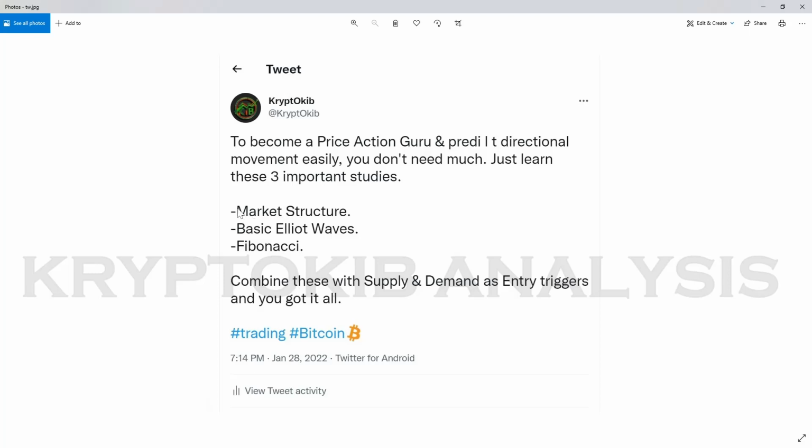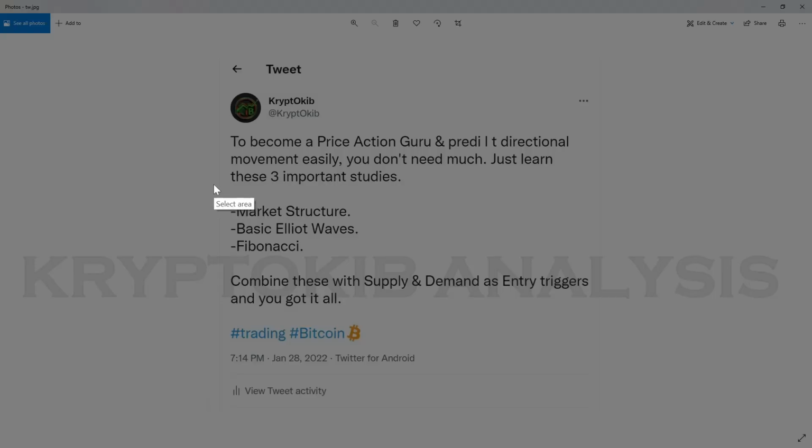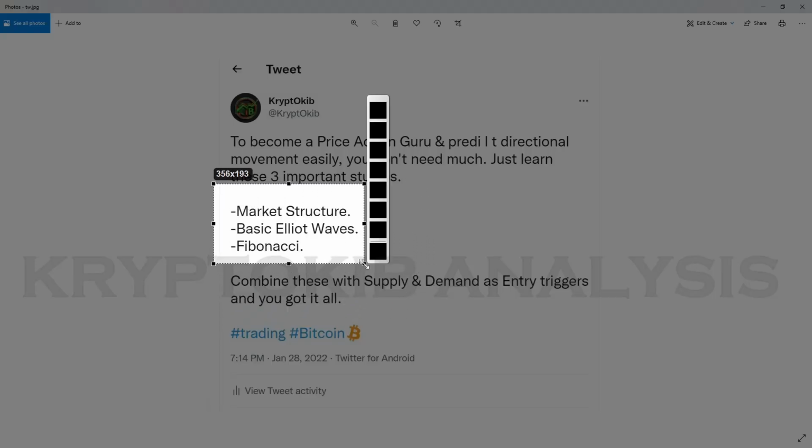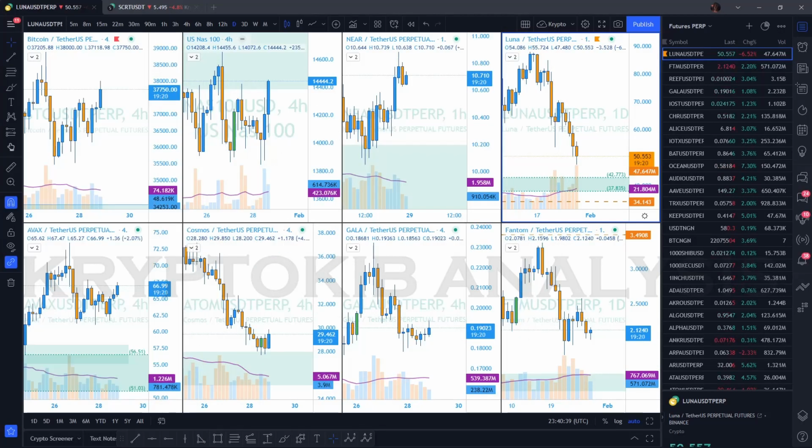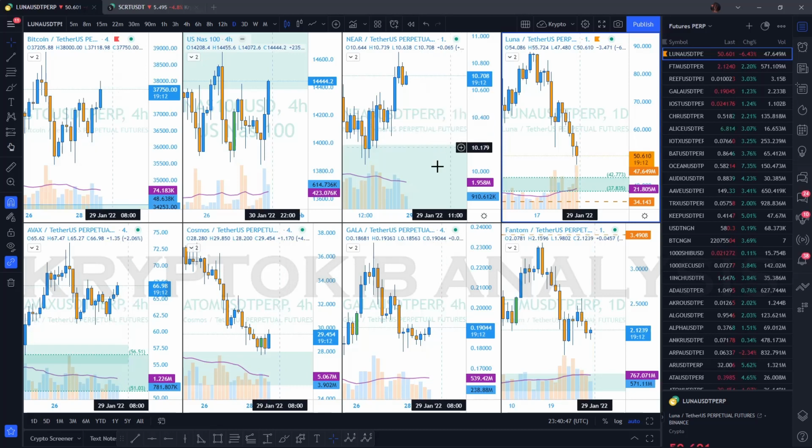But I will be discussing market structure, Elliot waves, and maybe a bit of Fibonacci. Fibonacci is not a directional study or indicator. Rather, it is just a supply and demand. It can be used as entry trigger. So let's dive into it without spending much time.